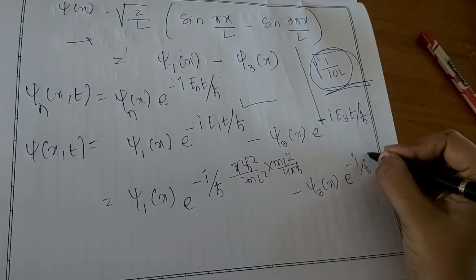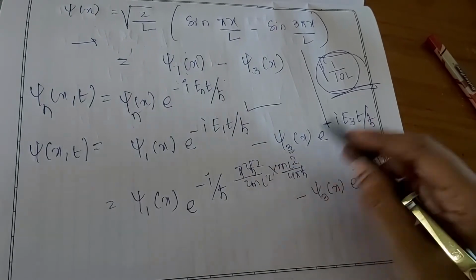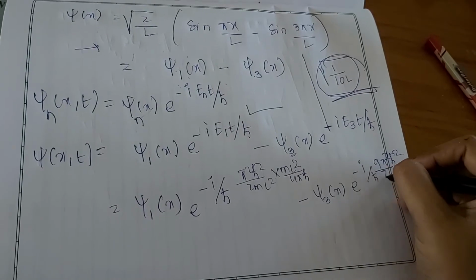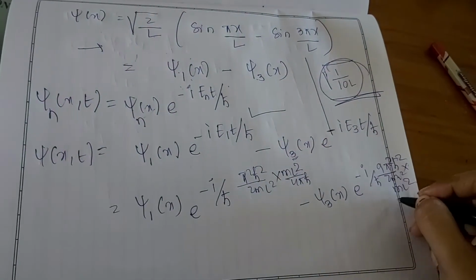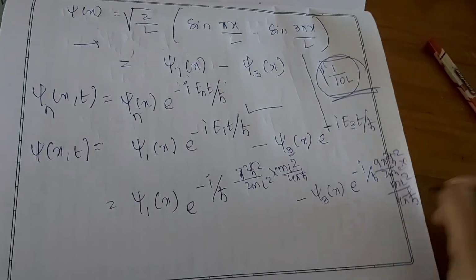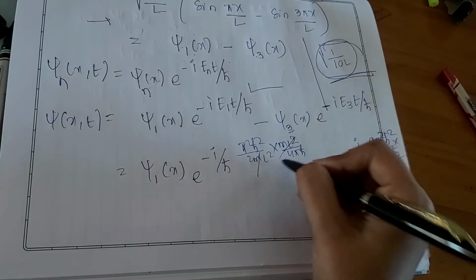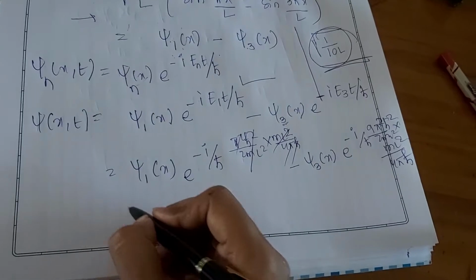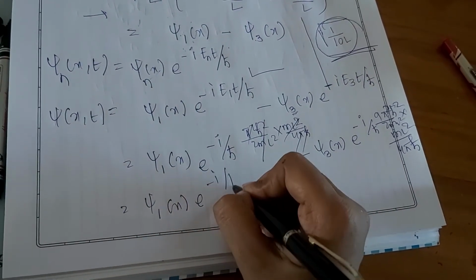E3 is 9 n square pi square h-cut square, so this is 3. So this will become n square pi square h-cut square by 2 m L square into m L square by 4 pi. This becomes clumsy a little bit, but I think you got the idea. So I can cancel this one, this will get cancelled over here, and this will get cancelled over here. So I'll get here psi 1 of x e to the power minus i h-cut.